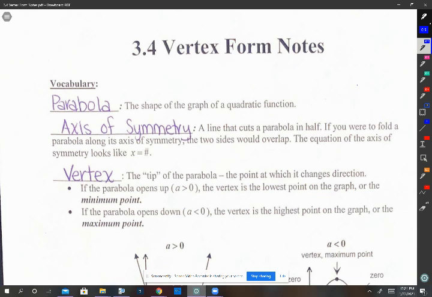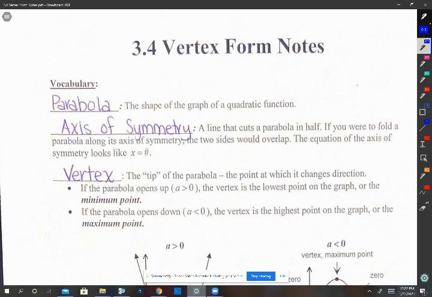So 3.4 is on graphing from vertex form. Just some vocabulary. Remember that a parabola is the shape of the graph of a quadratic function. So that's that U shape, whether it faces up or down. The axis of symmetry is a line that cuts the parabola in half.